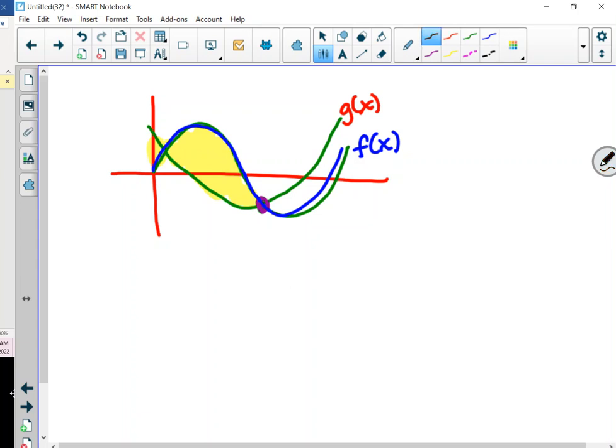You would have to actually do this in 2 pieces. So whatever this would be, we'll call that a. You know, this is x equals 0. So if we went from 0 to a, we would have to do the g guy, he's on the top there, minus the f.